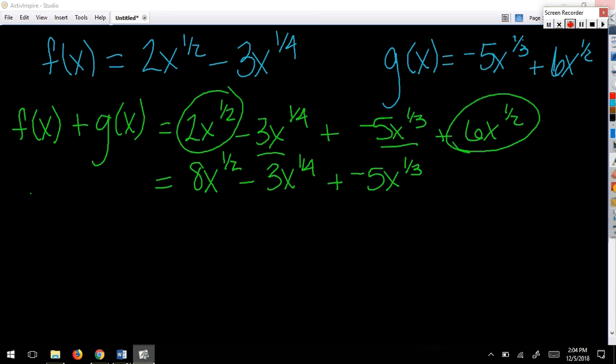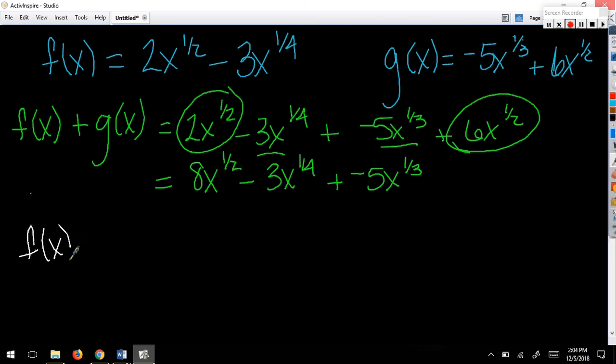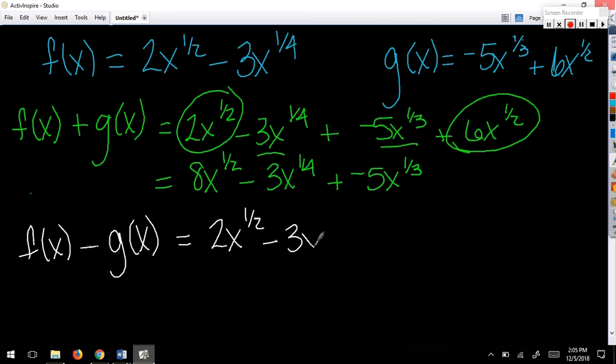Let's do a subtraction and see what happens. Now, here's where you have to be careful. When you're subtracting an entire function, you're subtracting everything in that function that follows the minus sign, okay? So what that means is I have my f of x, and from that I'm going to subtract negative 5x to the 1/3 plus 6x to the 1/2.